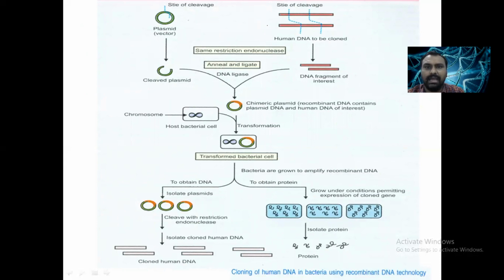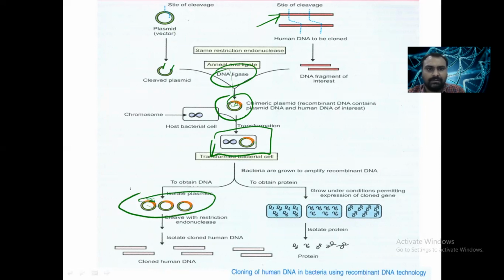If I show you in the diagram, you can see that with the help of restriction enzymes, we cut our desired gene of interest. With the same restriction enzyme, we cut the plasmid also. So we cut the plasmid and we cut the DNA. Now we join them together with DNA ligase. So this is a recombinant DNA. Now this recombinant DNA is transported inside the host cell, and we can make multiple copies of that gene. That is called a gene library.